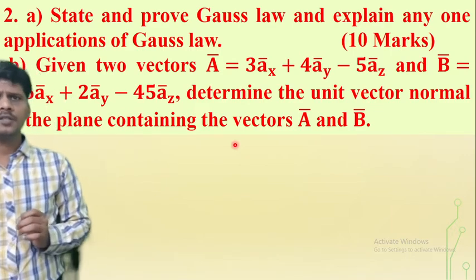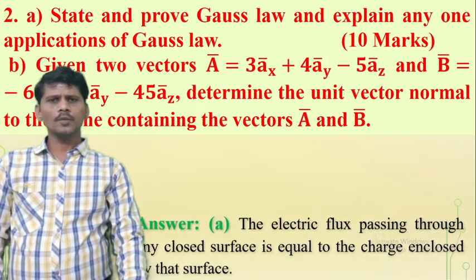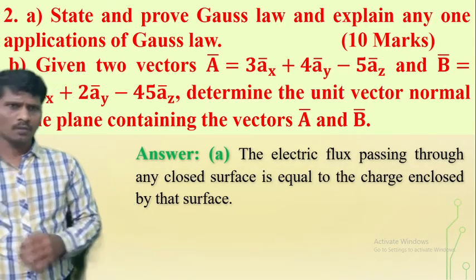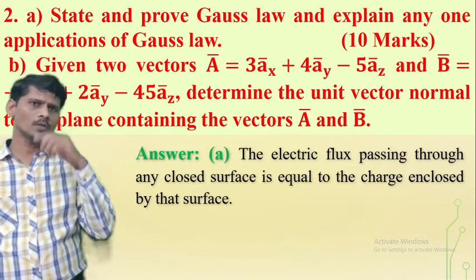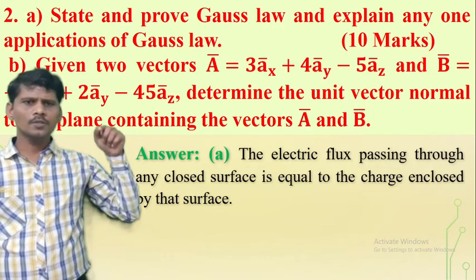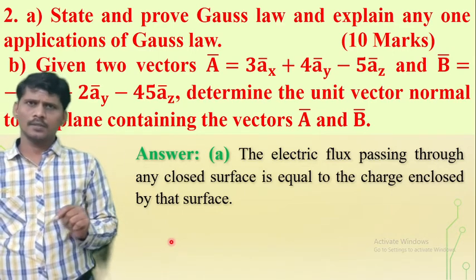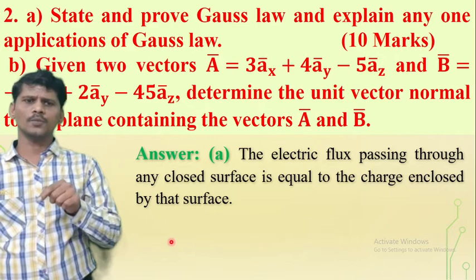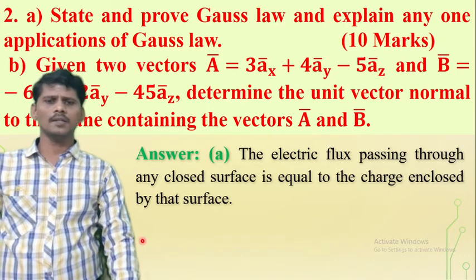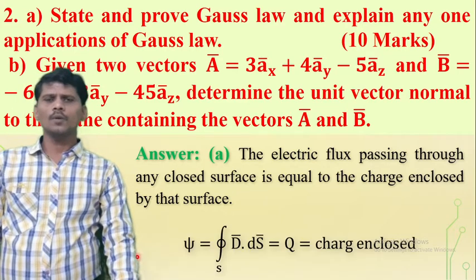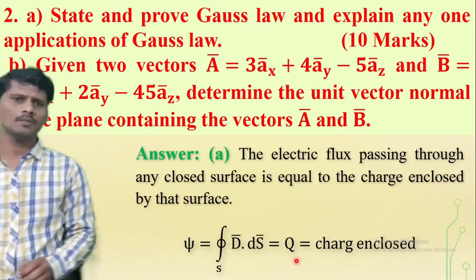First, we are going to discuss the question number 2A explanation. What is question number 2A? State and prove Gauss law. What is the statement of Gauss law? Consider any closed surface, any irregular closed surface. The electric flux passing through the closed surface is equal to the charge enclosed by that surface. Mathematically, the flux psi is equal to the closed surface integral of D bar dot ds, which is equal to Q. This is the statement of Gauss law.